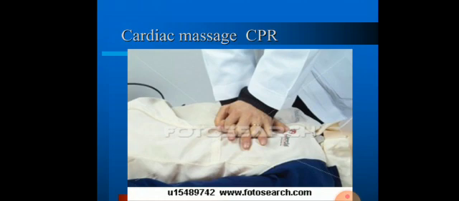Now, basically the emergency plan of CPR or cardiopulmonary resuscitation is referred to as the ABC of CPR. That's how you call it, which is basically used to revive patients. Now, what do you mean by ABC? A stands for airway care, B stands for breathing, and C is for cardiac massage.